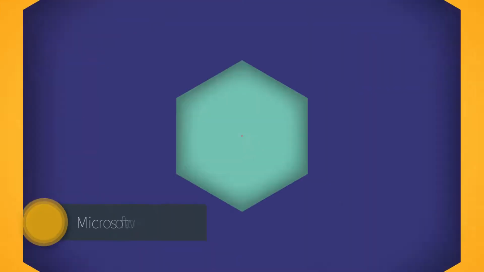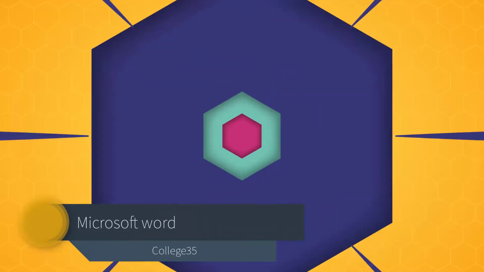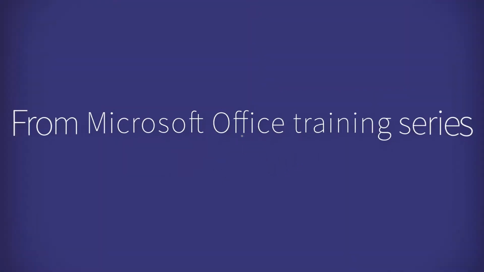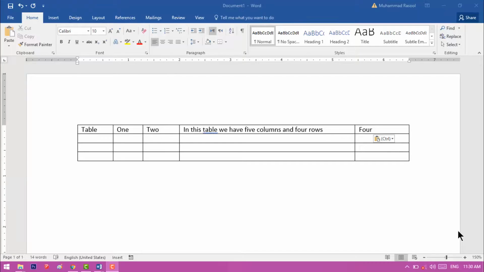In this section, you will learn to add a header and footer to a document, set and change the margin for a document, and add and delete manual page breaks. Unit 6, controlling page layout, accessing the header and footer.